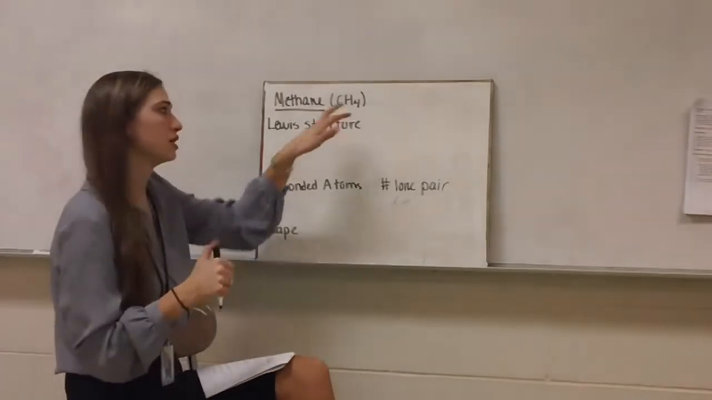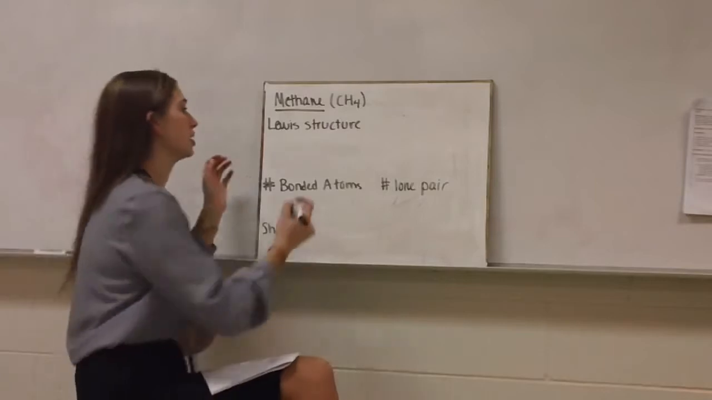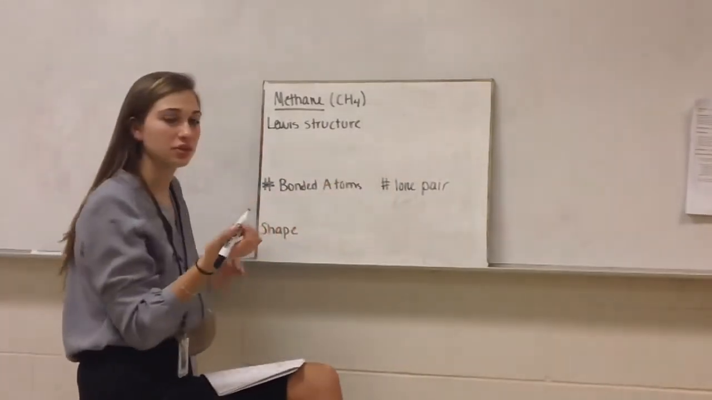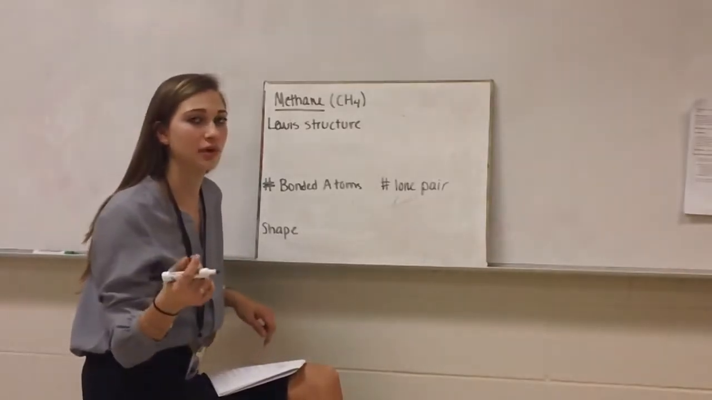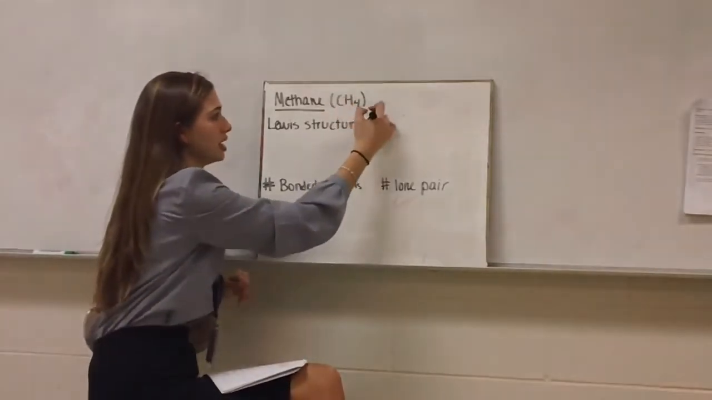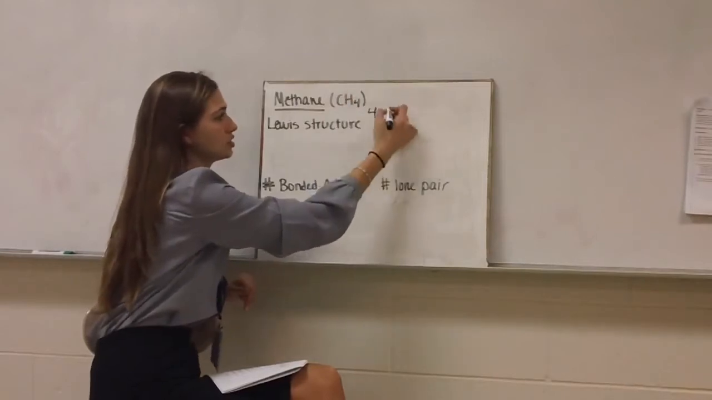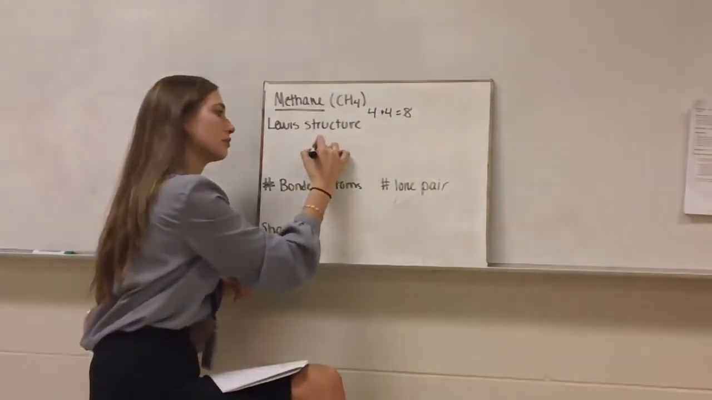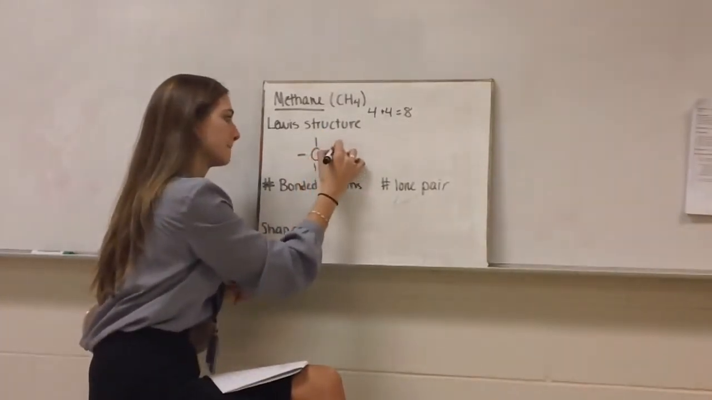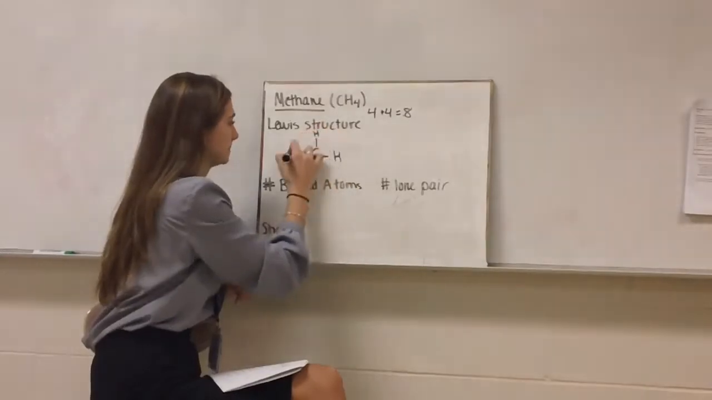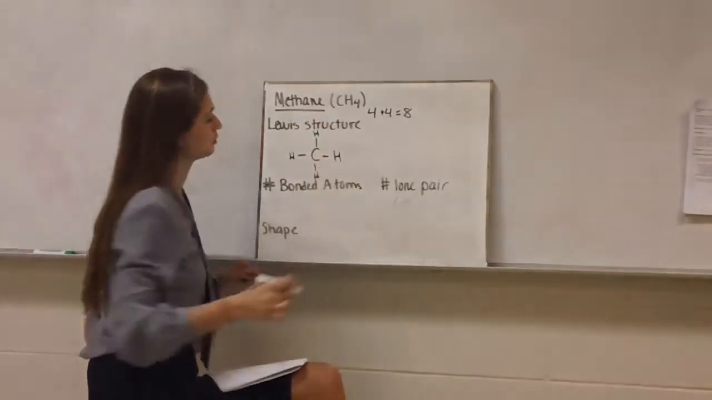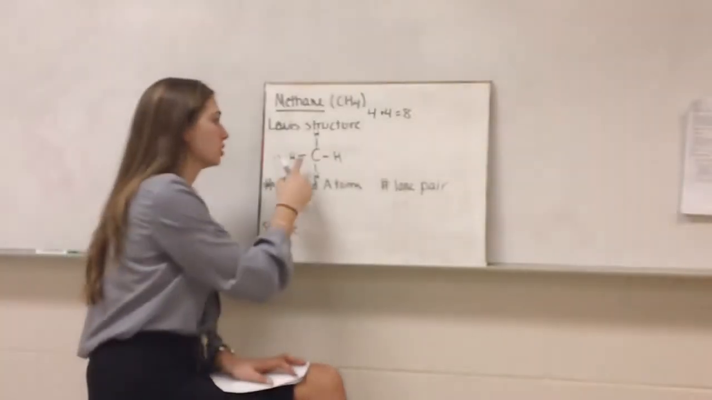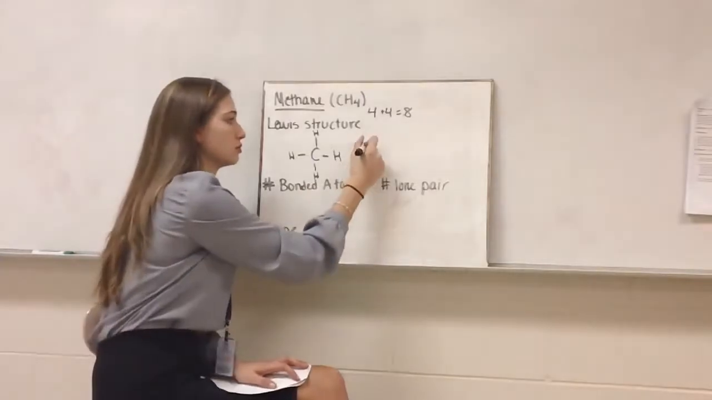Methane. Methane's formula is CH4. What we want to do first is draw the Lewis structure. The first thing we do when we draw the Lewis structure is figure out the number of valence electrons. Carbon has 4. Each hydrogen has 1, so that means we're going to have 8. If we count out the number of electrons being used in this molecule, 2, 4, 6, 8. So we're good.